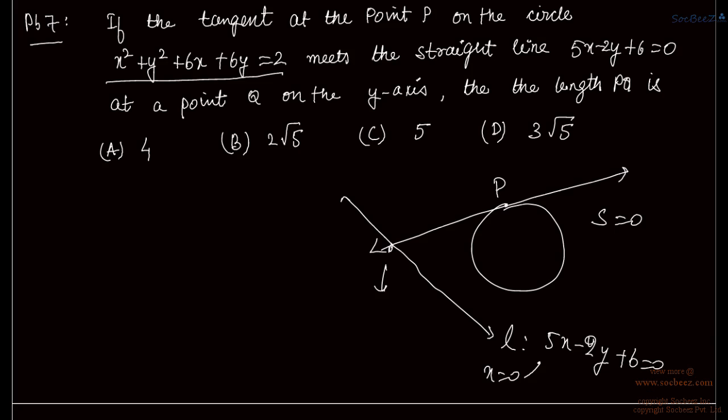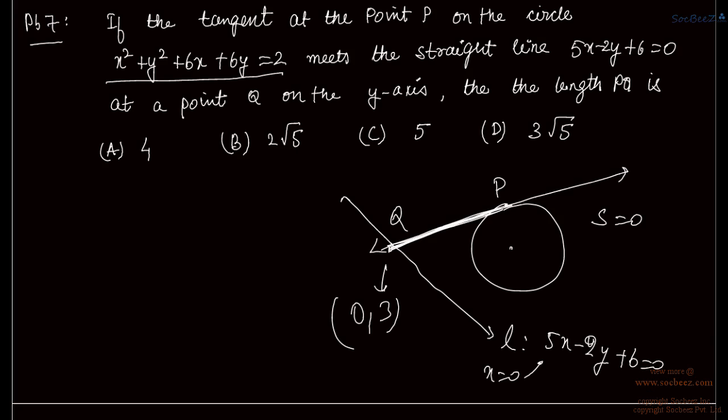We can find this point because it lies on the y-axis. So substituting x is equal to 0 here, we will get minus 2y plus 6 is equal to 0. That means y is equal to 3. So this point is 0, 3, right? And this is Q. So the question is asking the length PQ. So we have to find this length PQ.